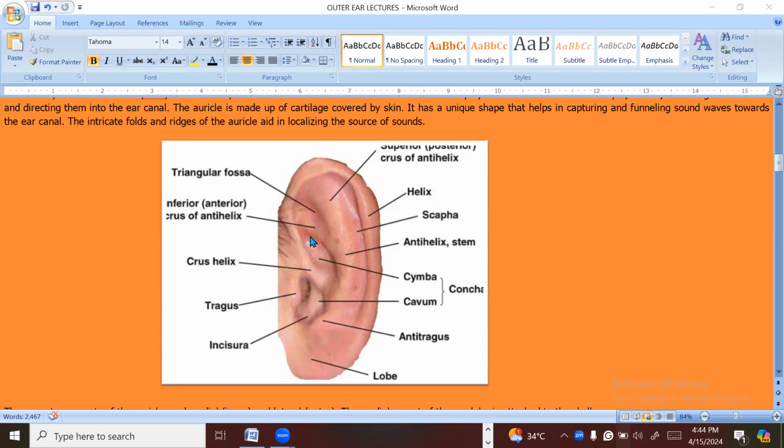This is the helix. This is the antihelix. So this is the crus of the antihelix. This is the antihelix proper. This is the lobe. This is the antitragus that is facing the tragus. And this is the incisura. And these two depressions are known as the cymba and the cavum. Okay, that's the two.